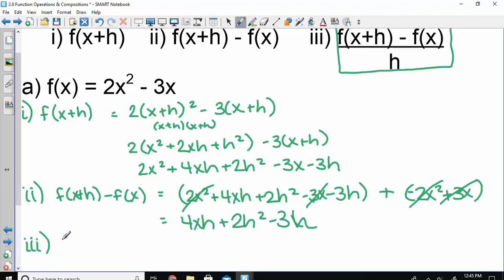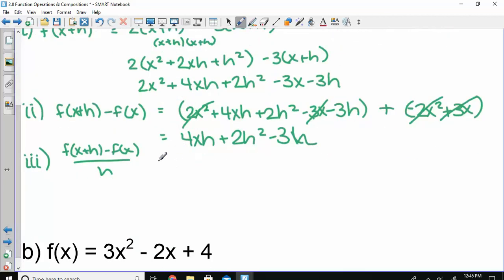The final thing I'm asking you to do is f of x plus h minus f of x all over h. All that means is the answer you just got divided by h. Now if you've done it right, when you get to this point, you're always going to be able to cancel out some h's.